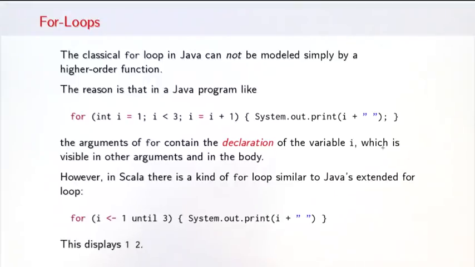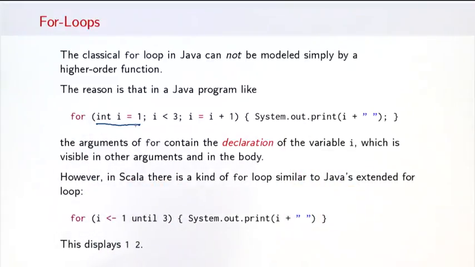The last category of loops that we should cover is for loops. Here it turns out that the classical for loop that you find in C or C++ or Java cannot be modeled simply by a higher order function. So if you look at such a for loop, you see the example here, you see that there's actually a definition here, the i equals 1, that introduces a variable that is used later on in the other parts of the for loop. And that's something that cannot be straightforwardly achieved by using just higher order function applications. And as a matter of fact, Scala does not have this kind of for loop.